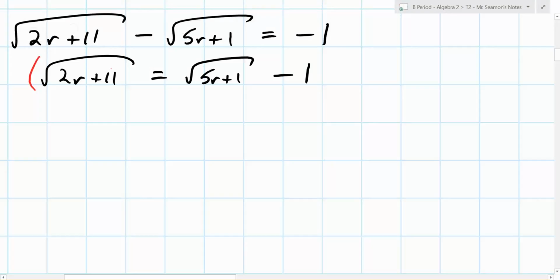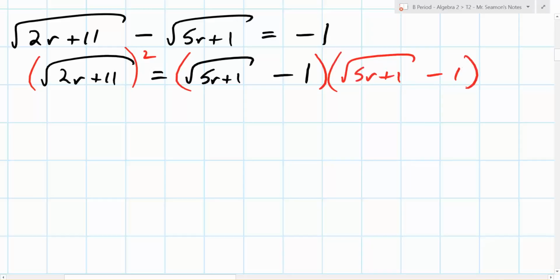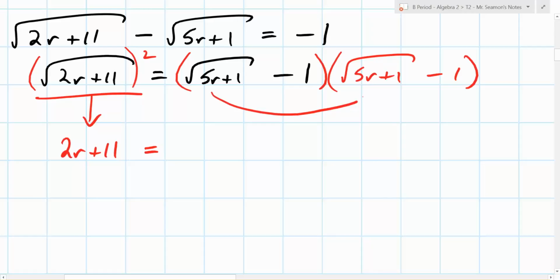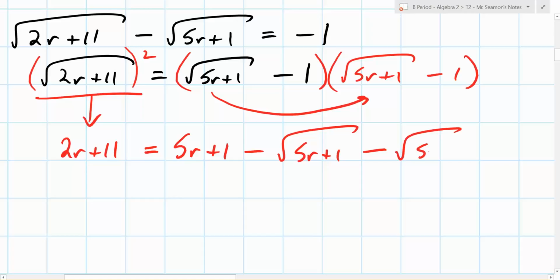So you actually do this. What does that mean when you square both sides? Well, you're multiplying by the same thing. What does the left side become? 2r plus 11. And what happens over here? The square root of 5r plus 1 times the square root of 5r plus 1 is 5r plus 1. And then you get minus root 5r plus 1 minus root 5r plus 1. And what's the last thing you get?